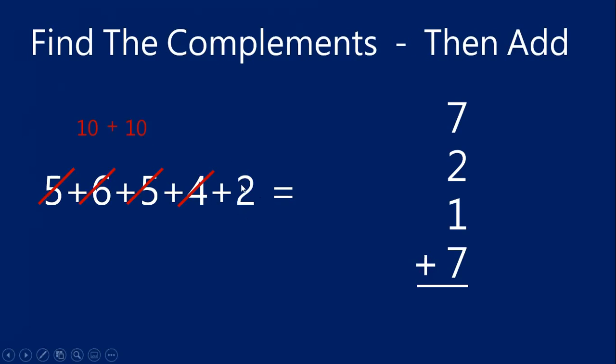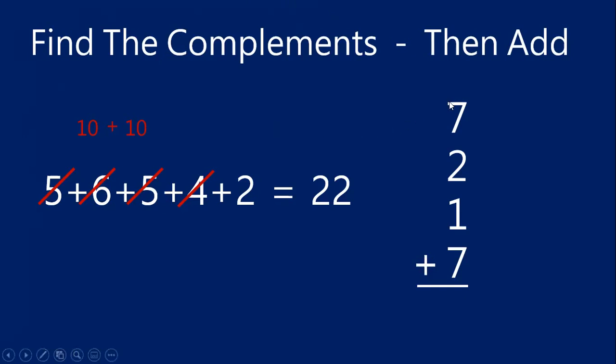I have an extra 2, so we'll just add our 10s first. Can you mentally add 10 plus 10? Yes, it's 20, and then just add 20 plus the 2, and we get 22. So again, finding those 10s first really makes addition a lot faster and a little easier too.